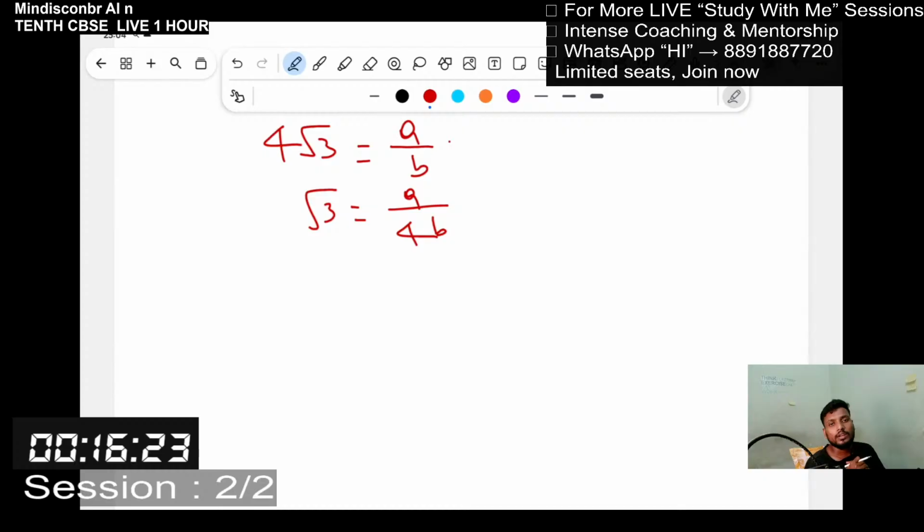We get this wrong because of our wrong assumption that 4 root 3 is rational. So 4 root 3 is irrational. Assume rational, divide by 4. This is incomplete.